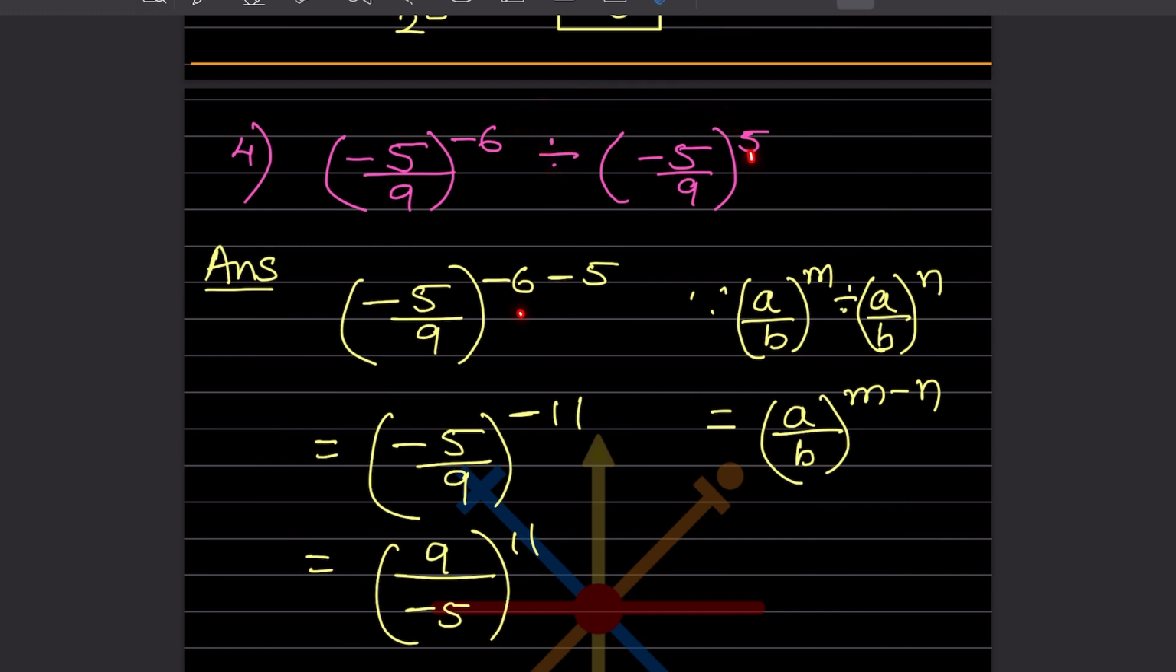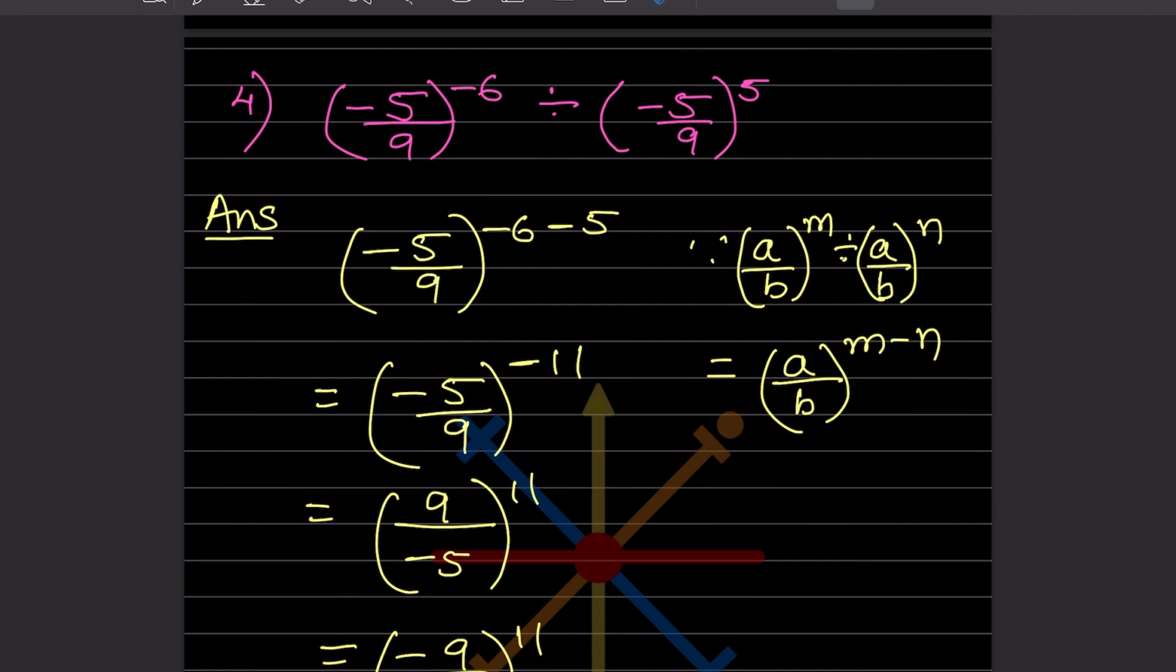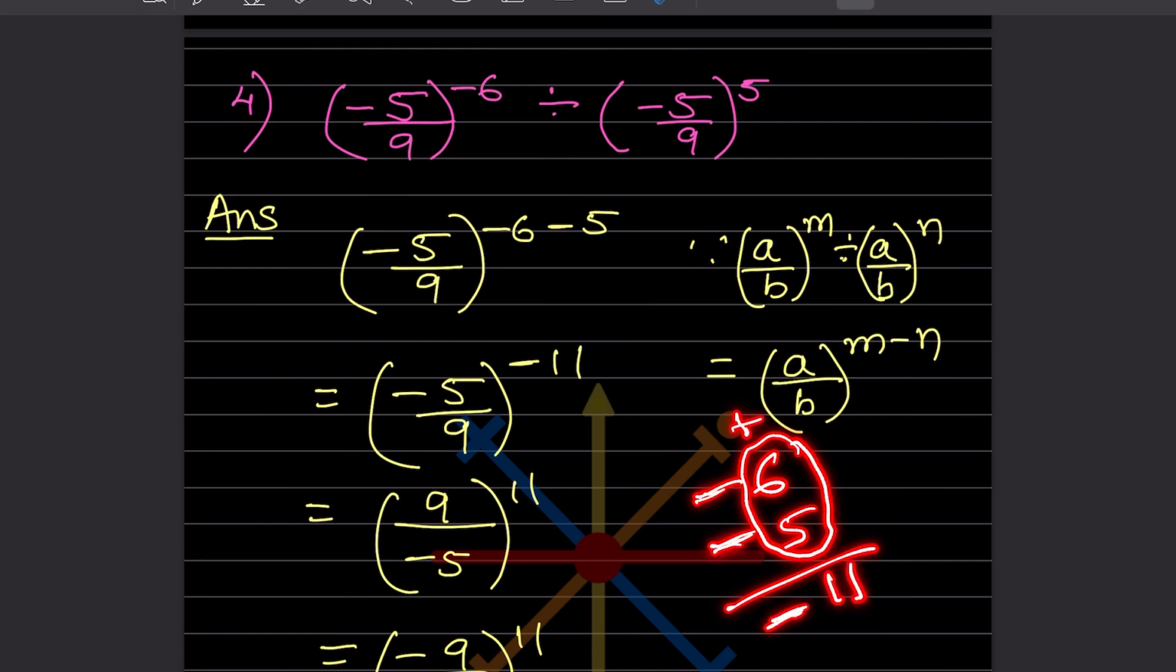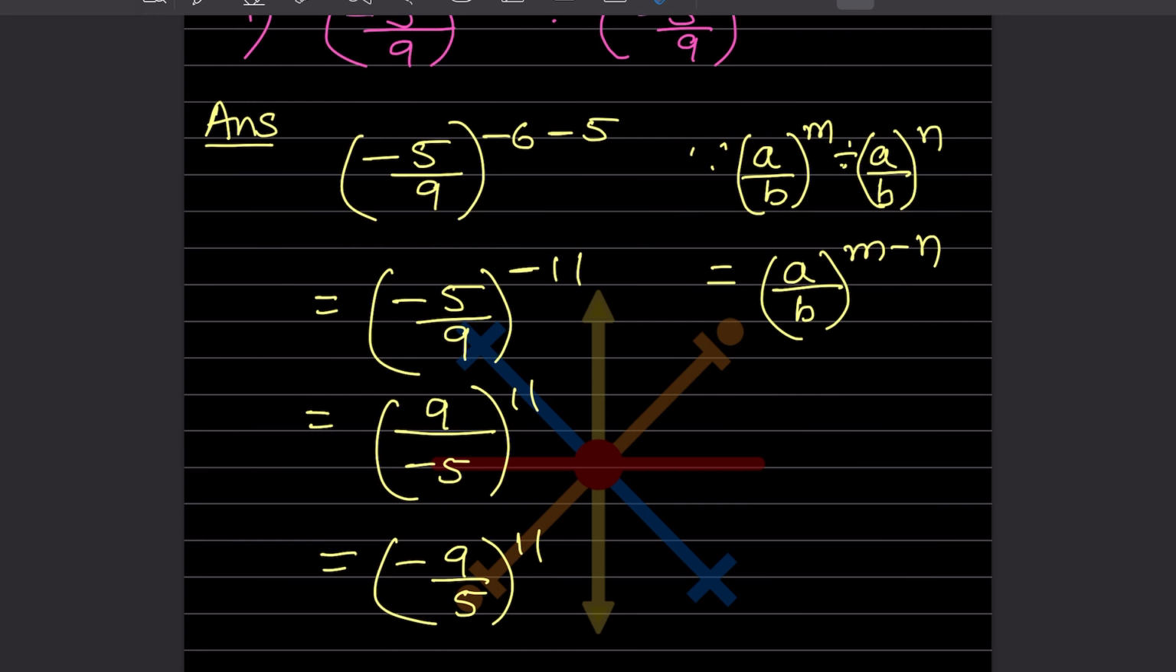So minus 6 minus 5. Whenever there is minus 6 minus 5, in integers you actually add these two, that will be 11, but both are negative, so you are going to put a negative here. You are going to add, look at here, and you say this is minus 11. Now see here, whenever we have the negative exponent, we have to make it positive. The negative sign of whatever is inside has nothing to do with it. It will be the same, but the exponent should be positive.